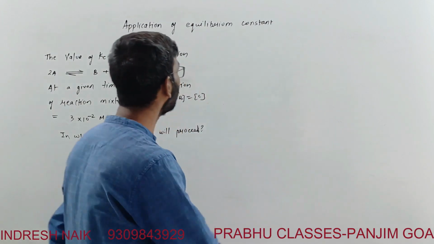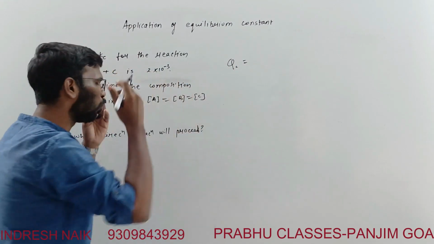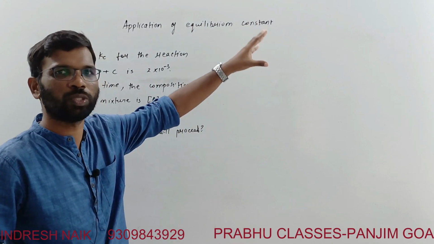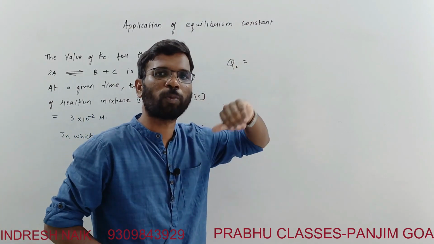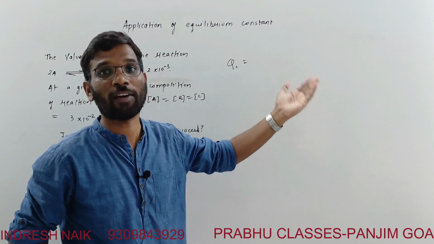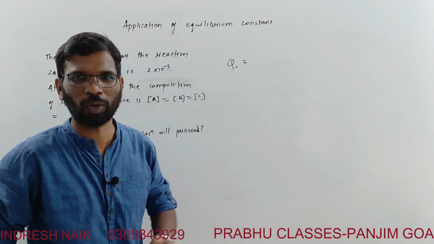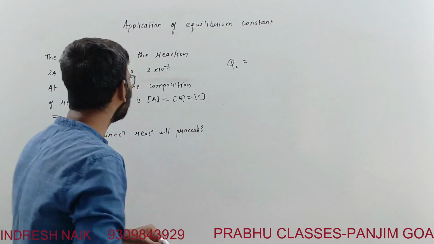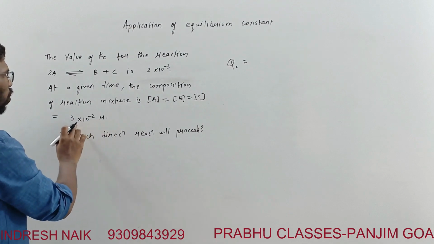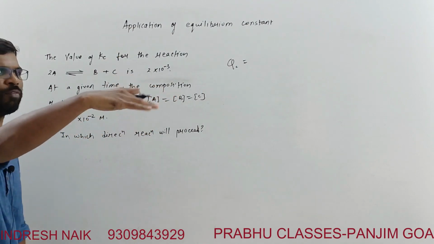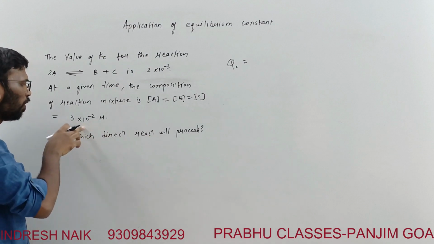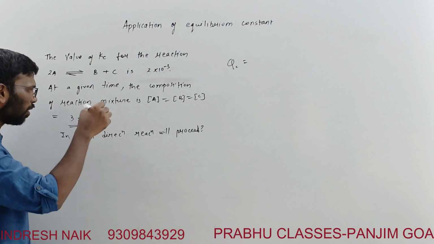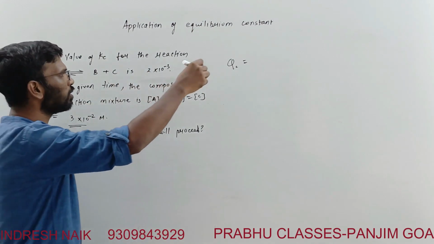So how will you write the QC for this? Keep this in mind: QC and KC look the same, but QC uses the concentrations of the reactant or the product that may be before the equilibrium or after the equilibrium when you disturb it. We are going to learn about the disturbance of equilibrium in Le Chatelier's principle in the next lecture. So QC is equal to what? These concentrations are not at equilibrium. We don't know whether they are going to become more or less, right?